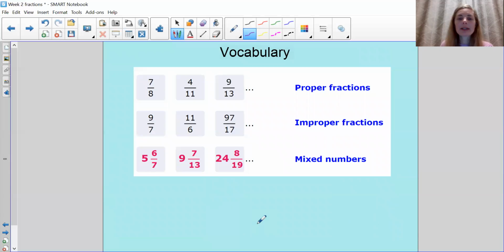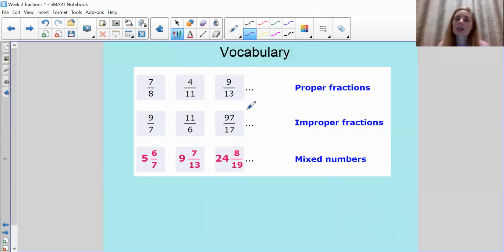Right, so this is the vocab that we need to be looking at. We need to make sure that we understand this vocabulary, because later on in your activities, it's going to be asking you to either create an improper fraction or a mixed number, so it's important that we look at and understand the vocab. So proper fractions, if you have a look, can you see something that's in common? Right, and you will hopefully notice that the top number is smaller than the bottom number. The numerator is smaller than the denominator. So we call that a proper fraction, okay?